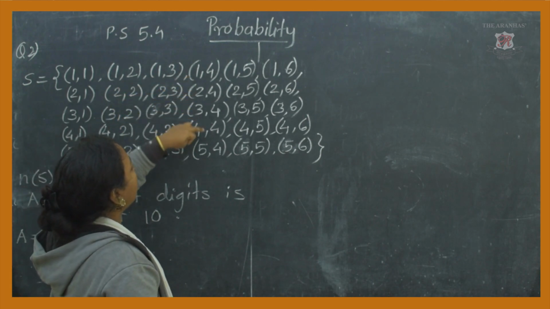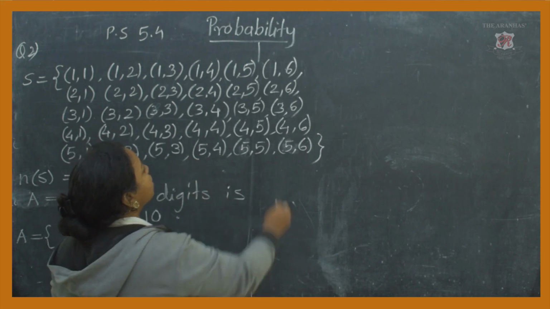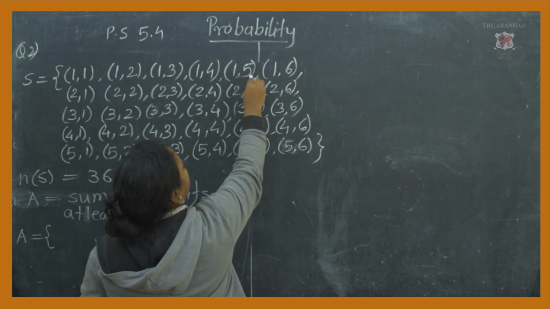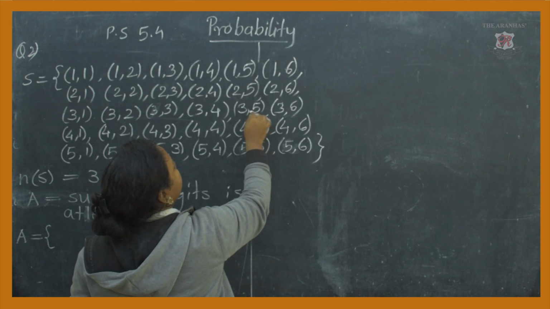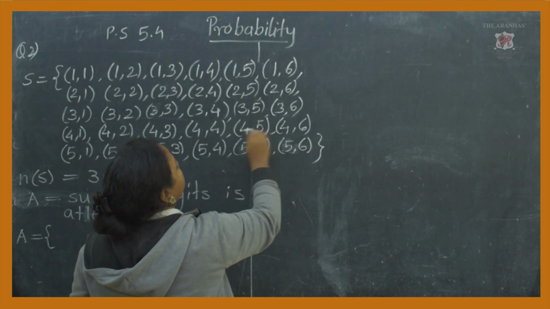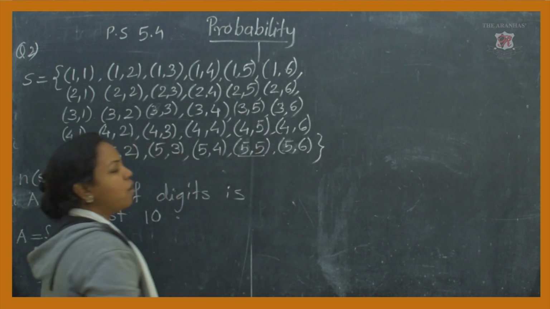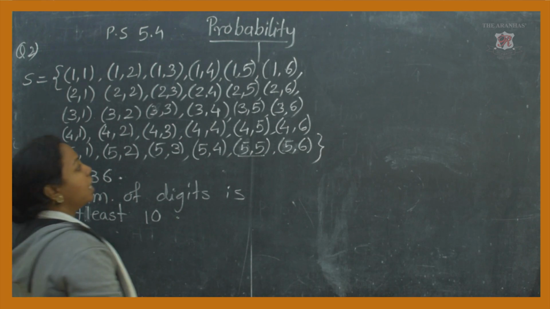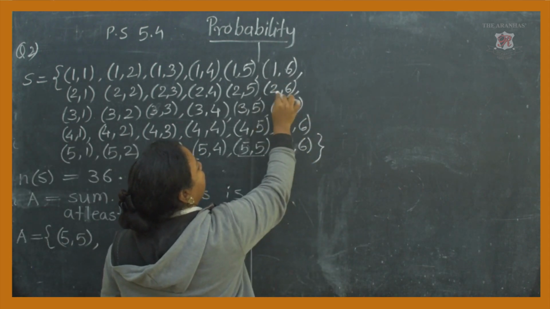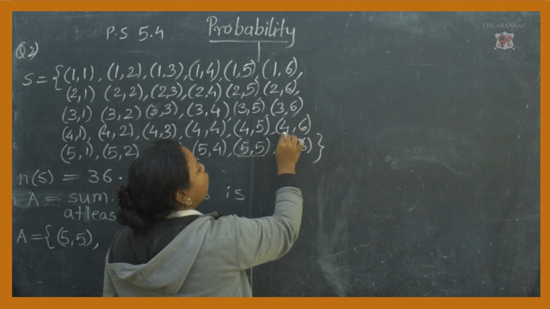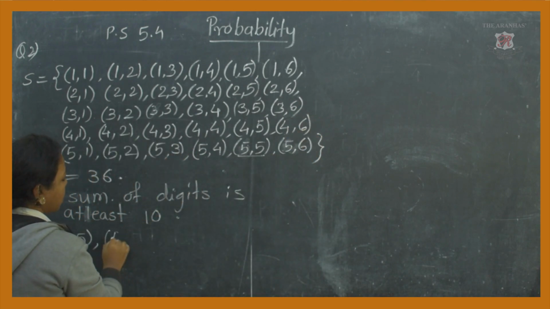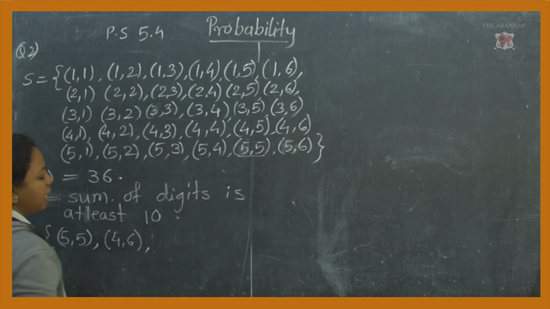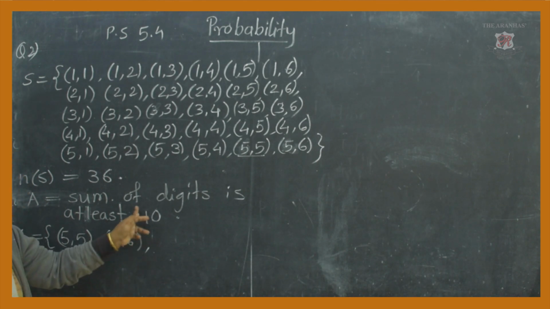Okay. Now we are going to see 5 4, it is 9. 1 plus 5 is 6, 2 plus 5 is 7, 3 plus 5 is 8, 4 plus 5 is 9. Yes, 5 plus 5 it is 10. So, this will be here, 5 5. That sum is 10. Next, 1 6 will not be there, 2 6, 3 6. Yes, 4 and 6, because the sum of 4 and 6 is 10. That is in our condition.